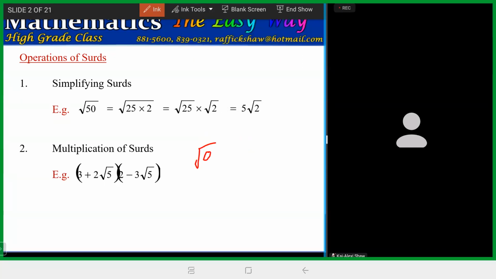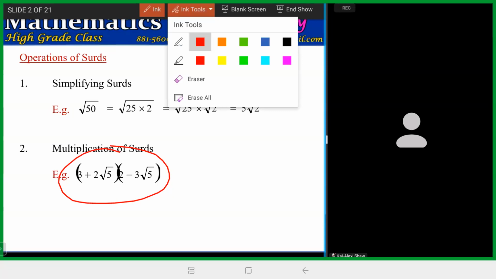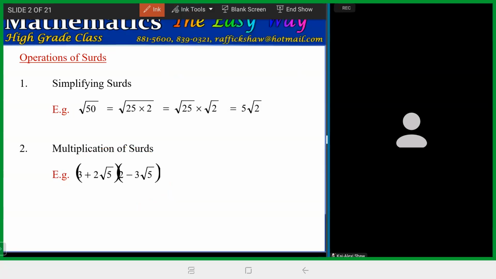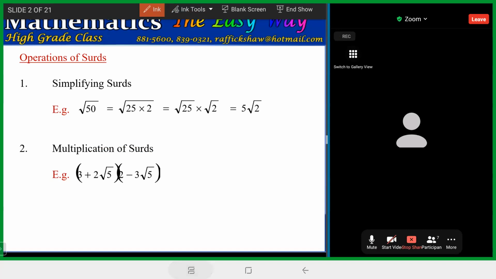Alright? So we have to know this one. Square root of a number times square root of the same thing equals that number. Right? You have to know that. So that's an example of something that we might have to do. Let me bring up something over here and let's work it out instead of putting it on the slide. Work it out over here.